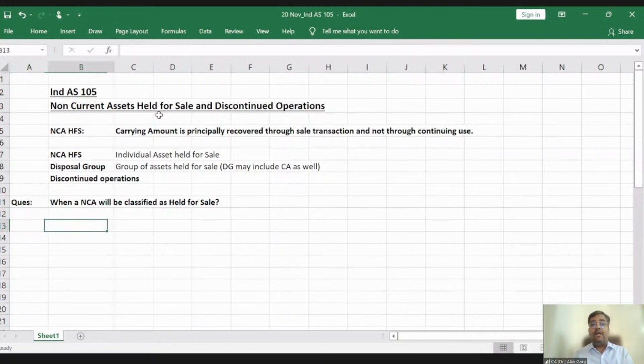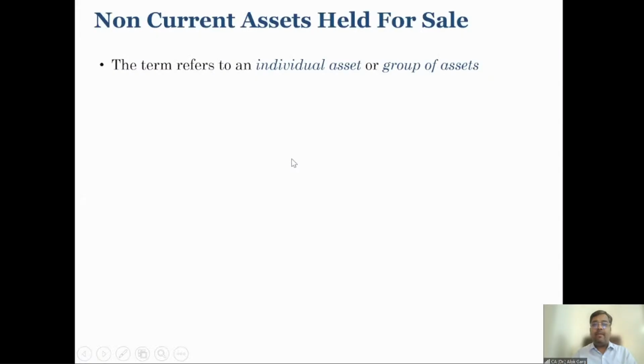Okay. So, classification criteria. Now we need to discuss the classification criteria for when an item will be classified as a non-current asset held for sale, right? There are two classification criteria, ISPC and HP. We will be talking about these two terms. Clear? So let me go back to my PPT.